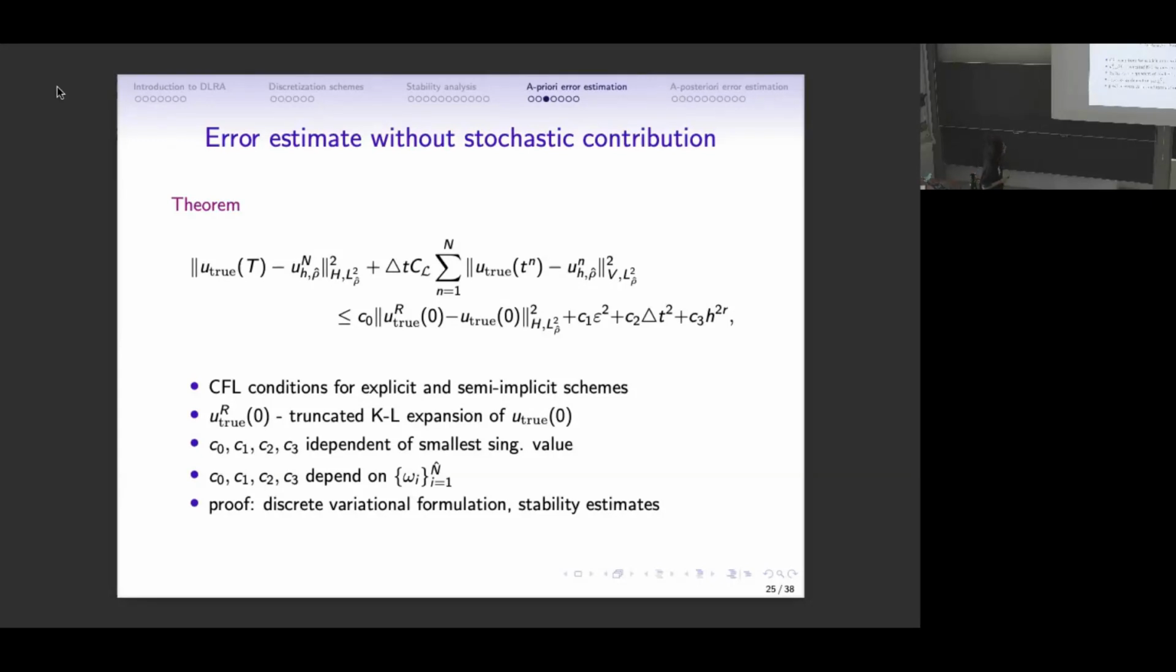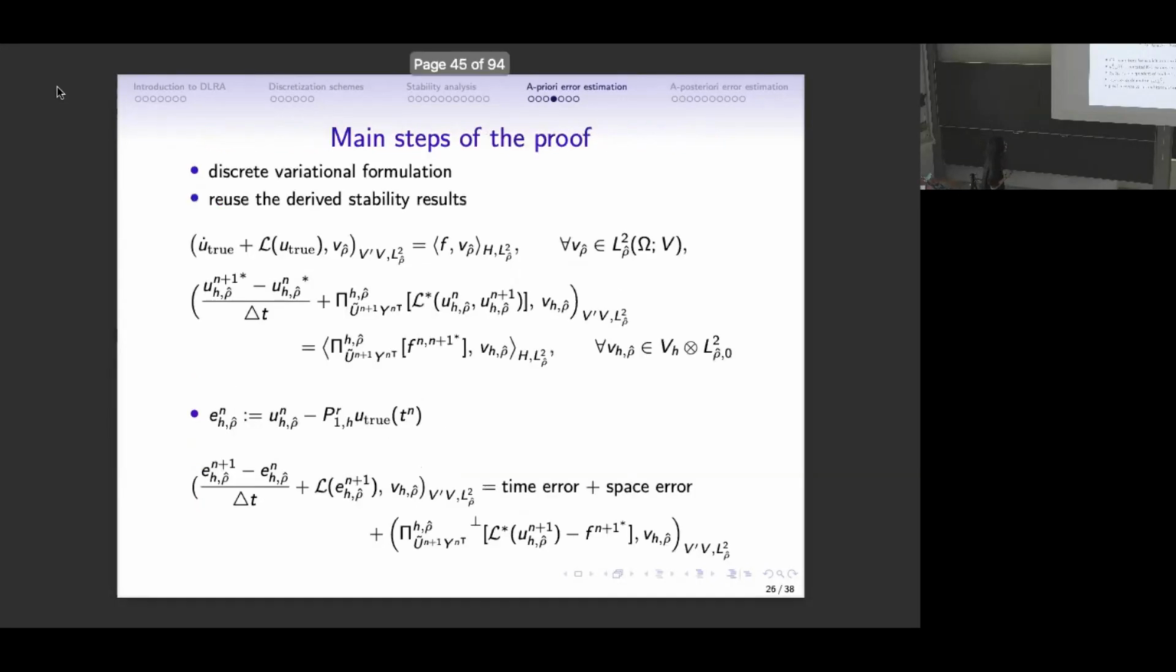And all these constants are independent of the smallest singular value. This is important because other standard types of a priori estimates always involve the inverse of the smallest singular value. So this is a property that holds for the particular scheme we are proposing. This holds for the explicit and semi-implicit schemes, where we need to assume the CFL conditions. Then I go through the main steps. The two main ingredients are the variational formulation for the true solution and the variational formulation for your fully discrete solution. So here I have the projection on the tangent space at this intermediate point.